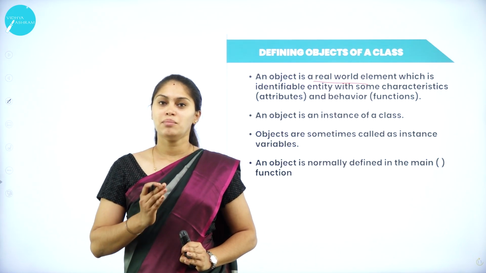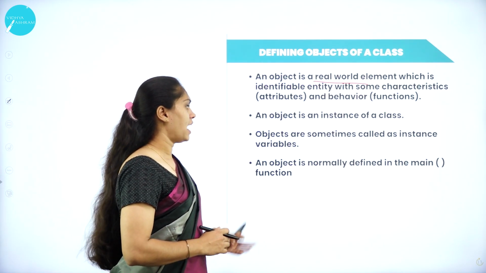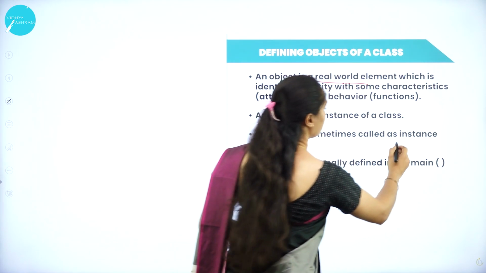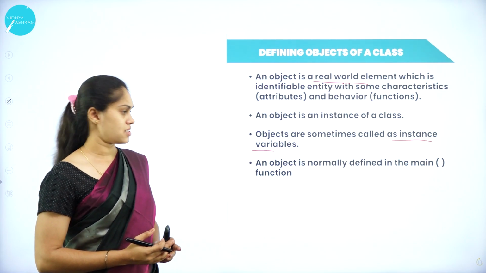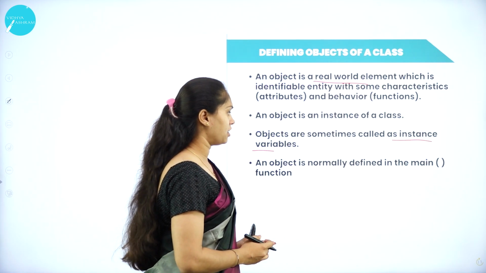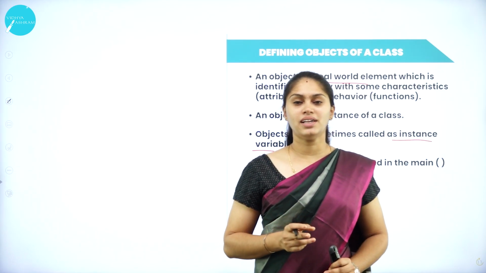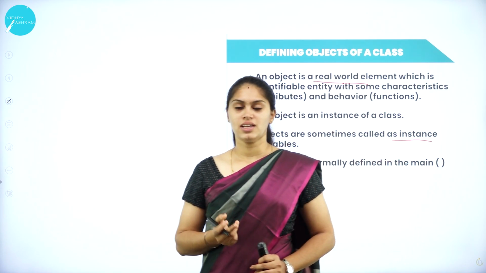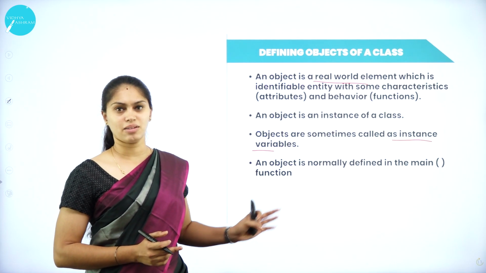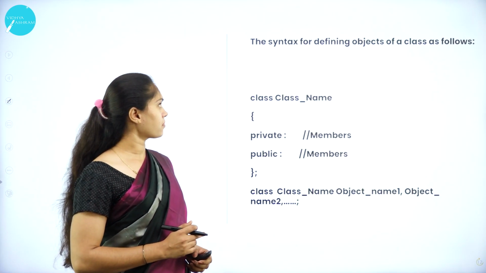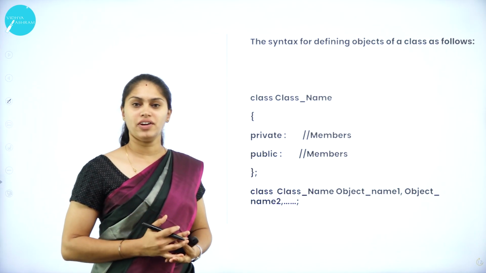That is nothing but what? Methods or functions. And an object is an instance of a class, and objects are sometimes called instance variables. An object is normally defined in the main function. Where am I going to use these objects? It will be defined in the main function, where the actual execution of a program gets started. That is nothing but the main function.